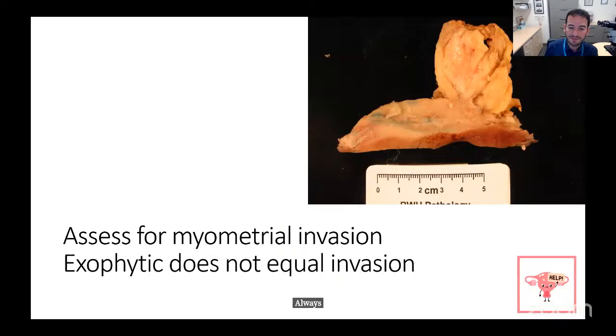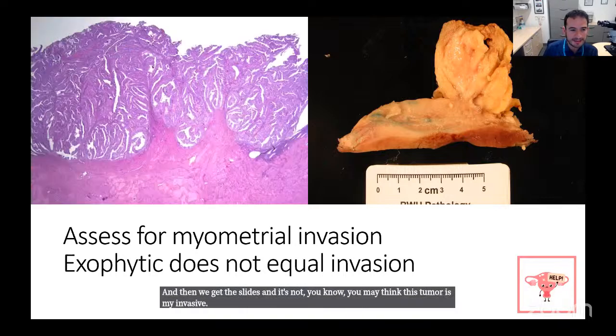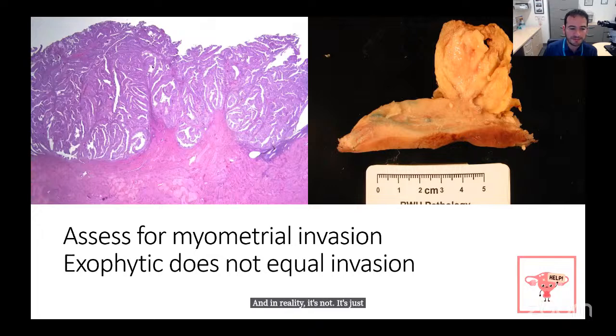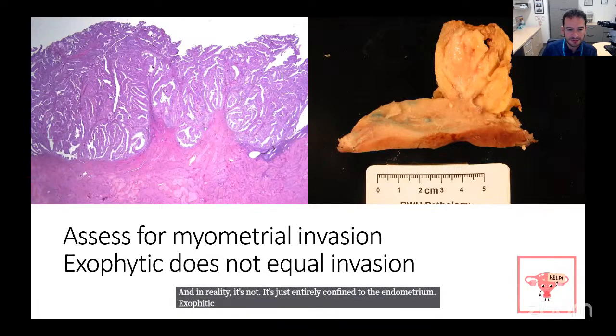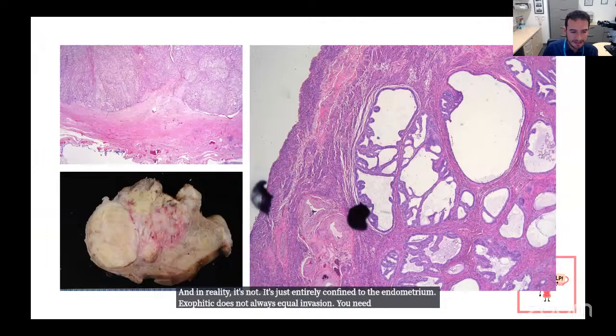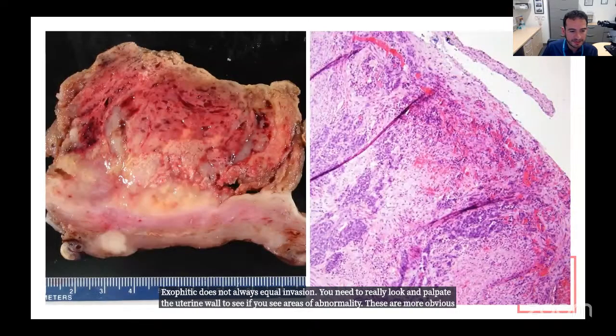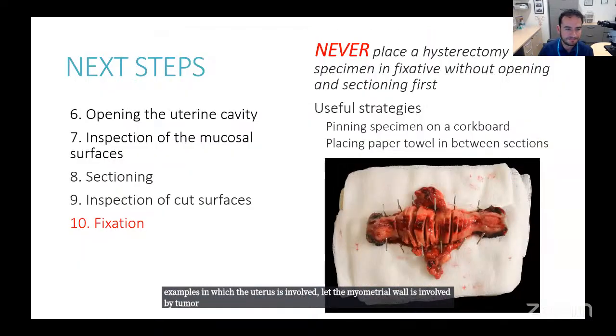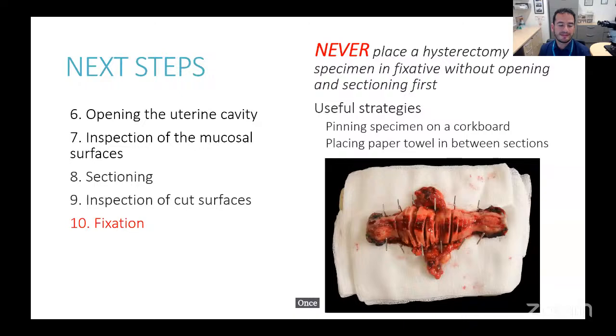Always assess for myometrial invasion. Not all the times we write that we think something is myoinvasive, and then we get the slides and it's not. You may think this tumor is myoinvasive, and in reality, it's not. It's just entirely confined to the endometrium. Exophytic does not always equal invasion. You need to really look and palpate the uterine wall to see if you see areas of abnormality. These are more obvious examples in which the myometrial wall is involved by tumor, as you can see here. Once you've inspected the cut surfaces of that sectioned specimen, I think you're done.